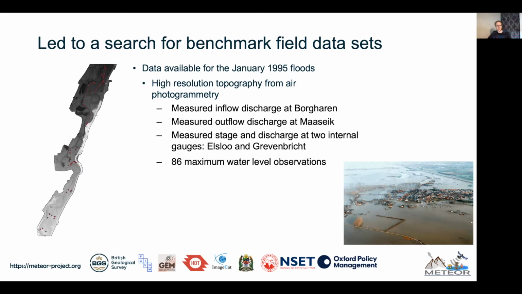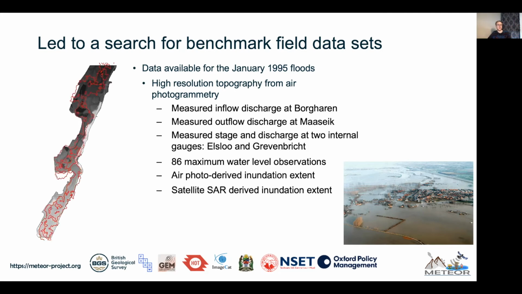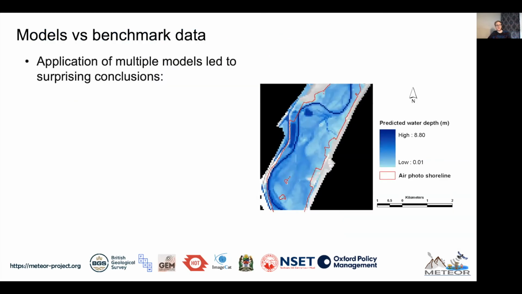And actually, we had a lot of data. So we had 86 measurements of maximum water levels. We had aerial photography of the inundation. We also had synthetic aperture radar observations of the flood extents. And those three things together gave us a very, very comprehensive view of what that flood had looked like. We also had observations of how much water was entering and exiting this stretch of river during the flood event. So we had a very good benchmark data set against which to test different kinds of flood model.